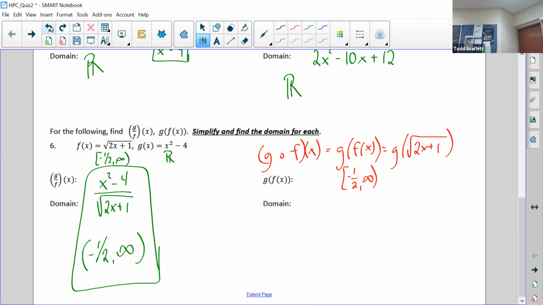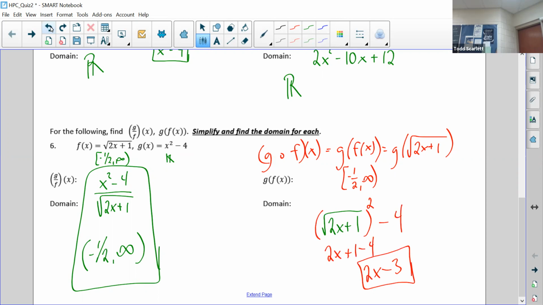Now, the square root of 2x plus 1, which is F, is now going into G. What does G do? G takes the input, squares it, and then subtracts 4. That's all it does. So G will take the input, square it, and then subtract 4. Well, the input in this case happens to be the square root of 2x plus 1. The square root and the square cancel each other out. So you get 2x minus 3. This is the final answer. That is G of F of X.